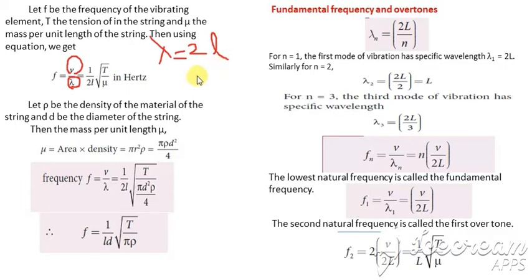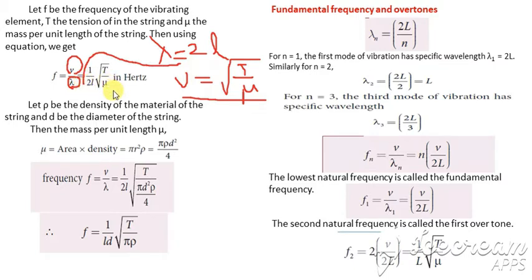Just now we saw lambda is equal to 2L. The formula for V we have already seen. V is equal to root of T divided by mu. We have already seen this in the velocity of transverse waves. So substitute the value of V and lambda in this. Lambda comes to the bottom, so it is 1 divided by 2L root of T divided by mu.